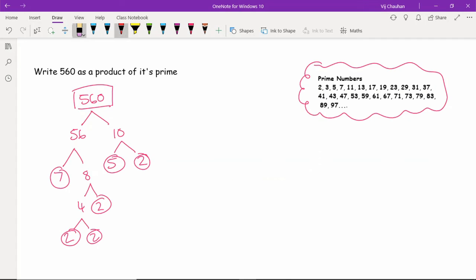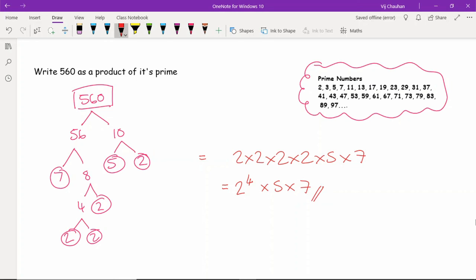So once I've got this, all I then need to do is write down the numbers in numerical order, the ones I've circled. So I've got 2 times 2 times 2 times 2 times 2 times 5 times 7. And again, it's worth just double checking to make sure you've got the right answer. So here I'm going to have 2 to the power of, so it'd be 4 2's. So I've got 2 to the power of 4 times 5 times 7, and there is your final answer.